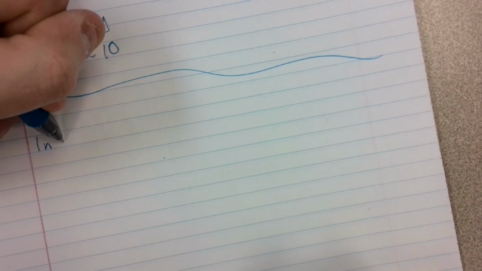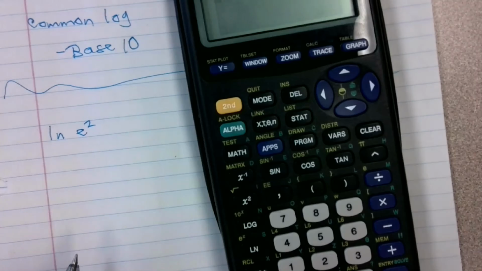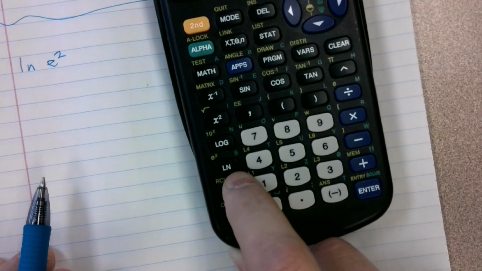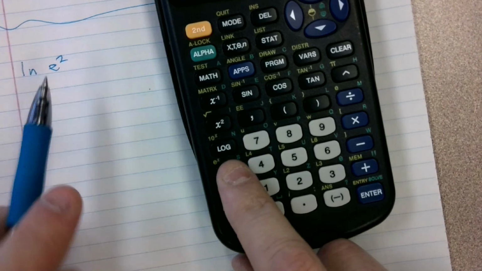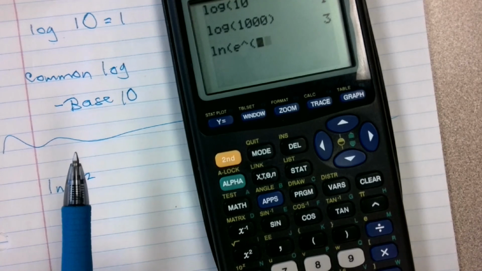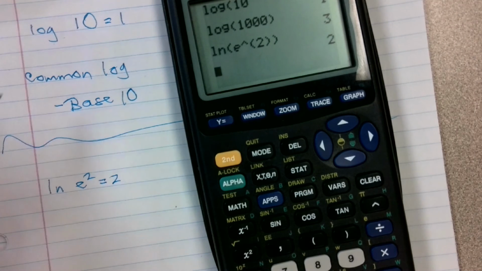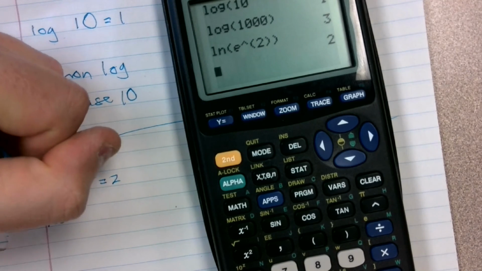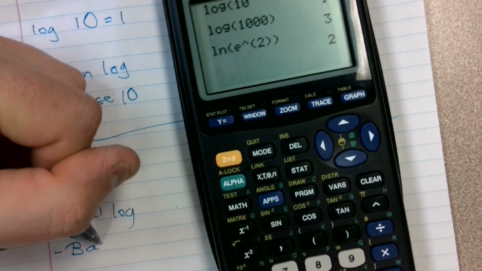You can also do it with the number we learned yesterday, e. So ln of e squared. Now, different key, ln. Right there. You have to use that key anytime you have the letter or the number e in there. So let me type that in. ln of e squared. Oh, 2. Cool. Basically here, your base is 10. This one is called the natural log, and the base is the number e.